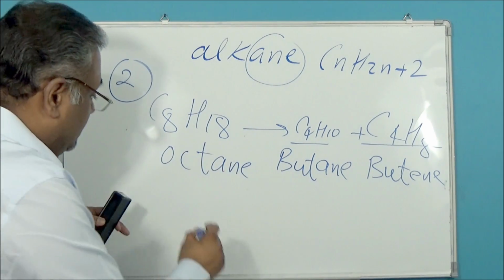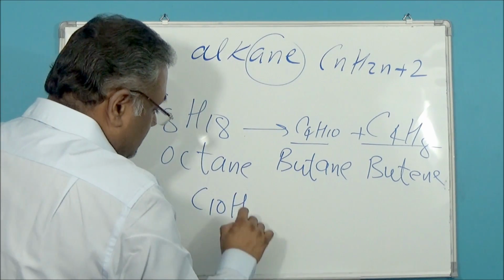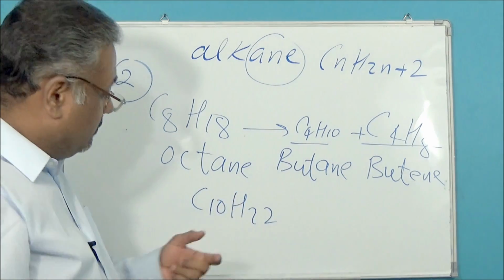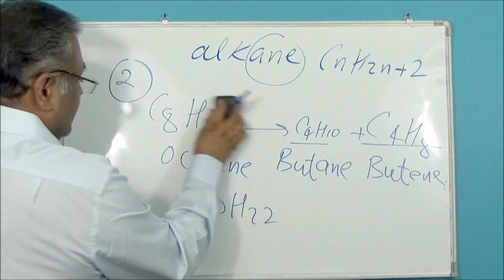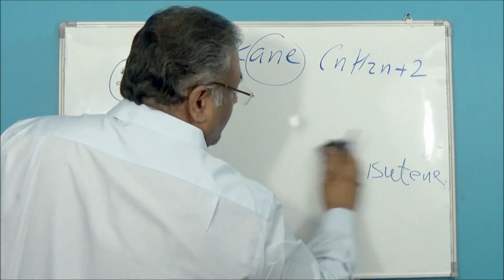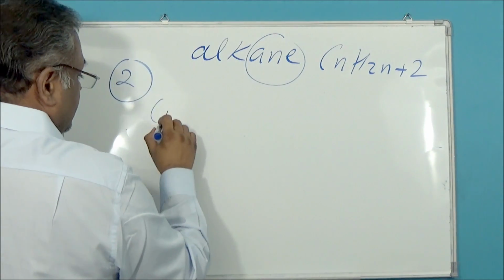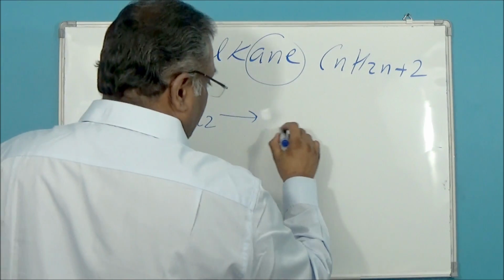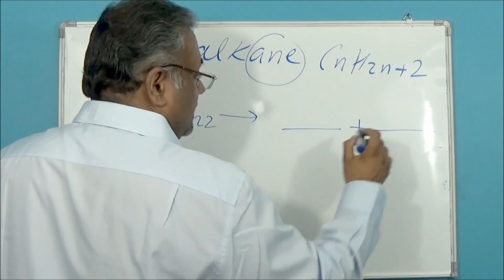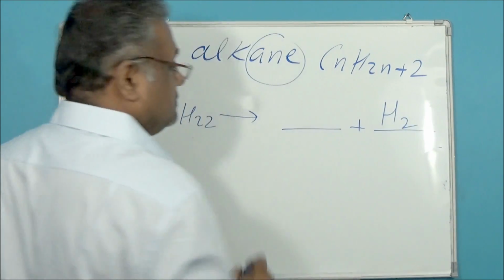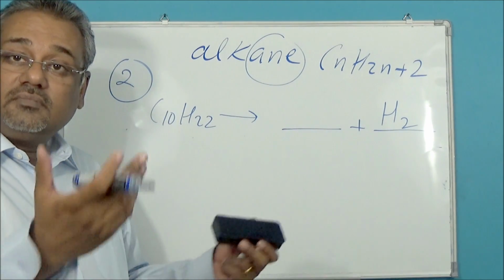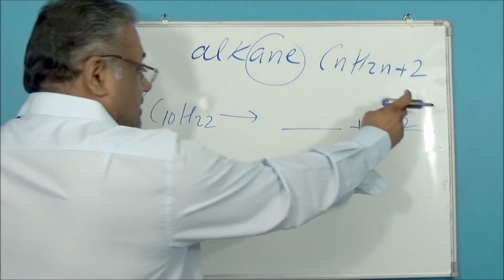So why don't you practice with C10H22, try to give different combinations. In fact, why don't you try this as a question? C10H22 gives hydrogen and something else. This time I want you to take out 2 things. One of them should be hydrogen. So what else do you think should come here? Easy answer. You could subtract this from here.